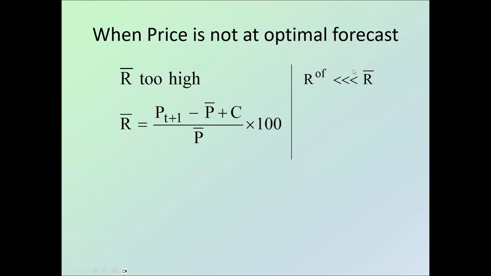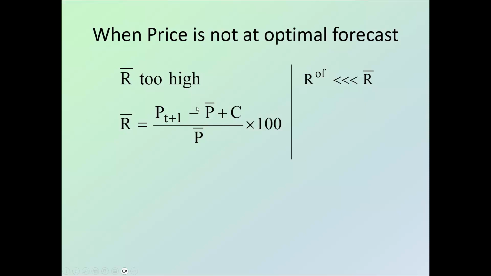So let's define return again. This is the expected return. R bar is P_{t+1}, that is the price at the end of period t plus 1, minus today's price. We don't control the price at the end of t plus 1, but we do control today's price. So minus today's price, P bar, plus coupons or dividends, if any. So basically this is the amount of money in profits and dividends that we get at the end of the first period, divided by P bar. Because we divided by P bar, it gives us a return. Now we know that this P bar is going to be too low to make R bar too high.